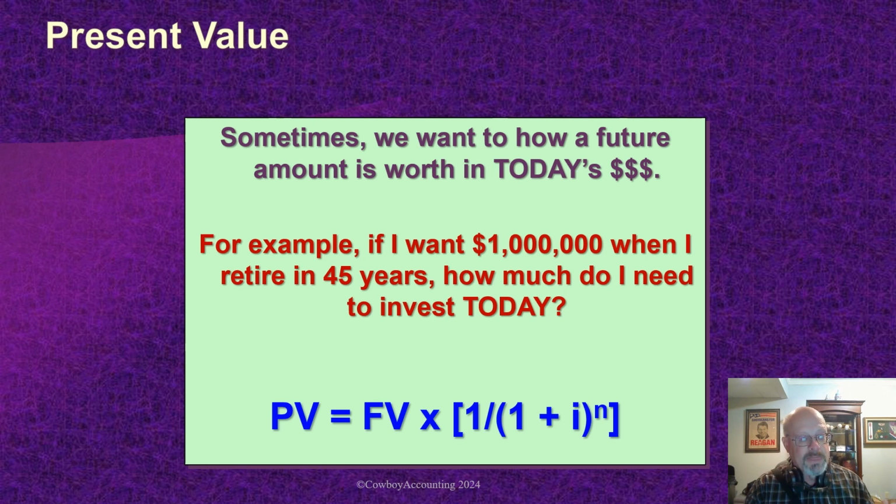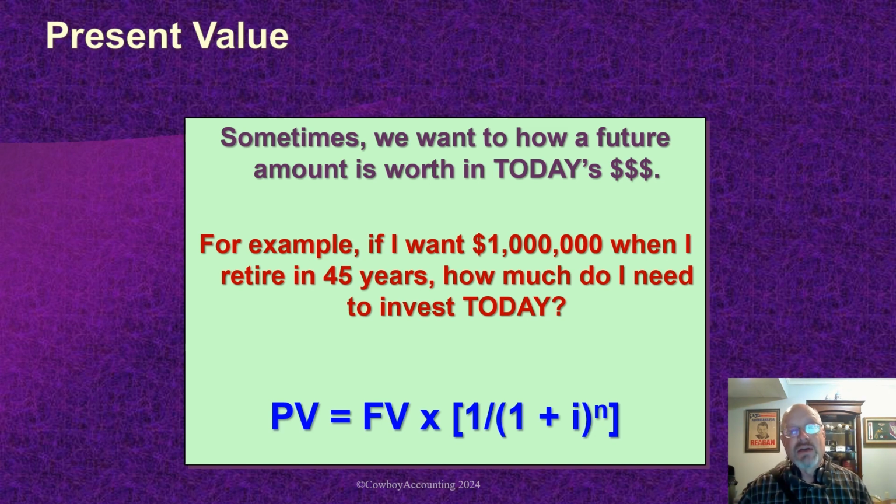Now, let's give an example. Let's say we want to have $1 million when we retire in 45 years, and we're going to invest that at 5%. So what is the present amount we would need to put away so that if we left it for 45 years, it would grow to $1 million?